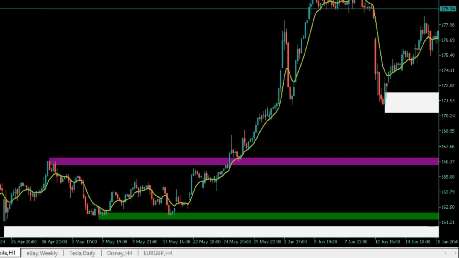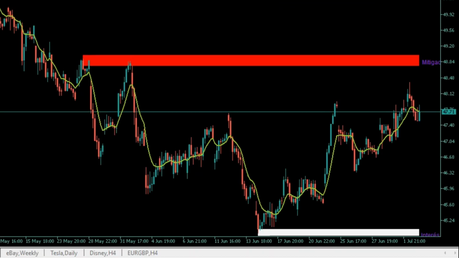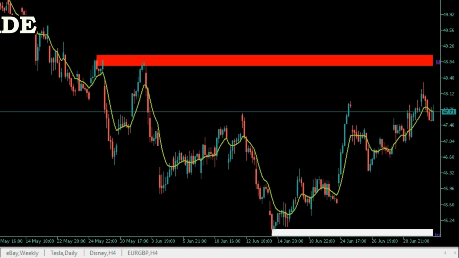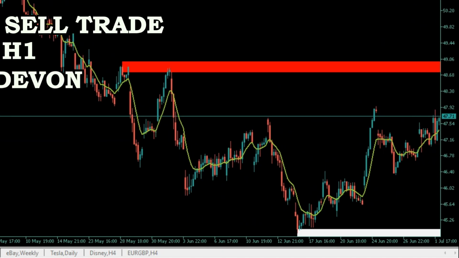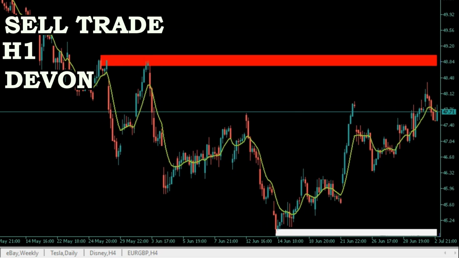Right, now let's flip onto the next chart. This is an H1 chart for Devon Corporation. As you can see, the price was in a downtrend. Then the Megatron indicator printed for us a red zone. Then prices pulled back and tested it the first time. Then pushed downwards, pulling back to test it the second time.